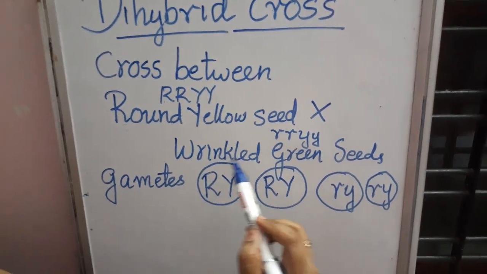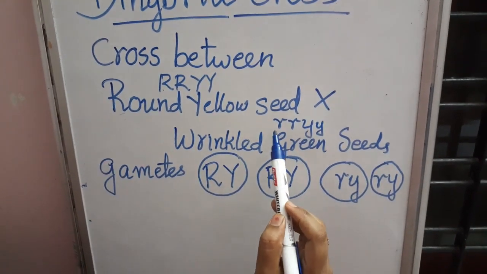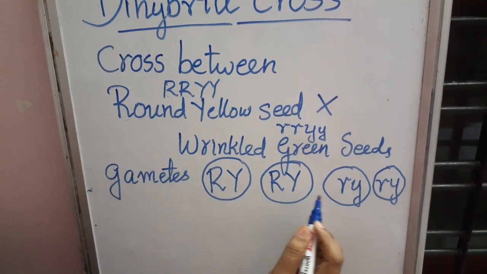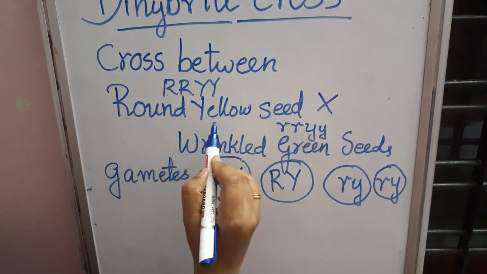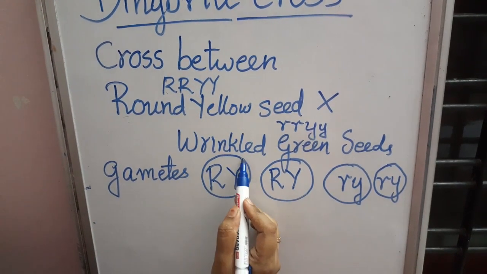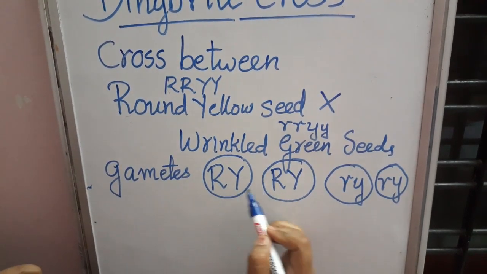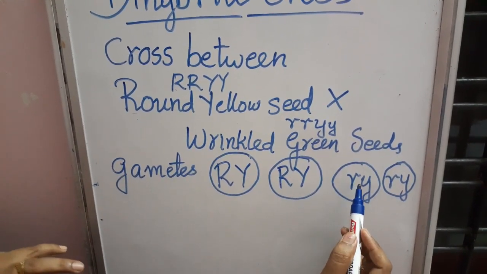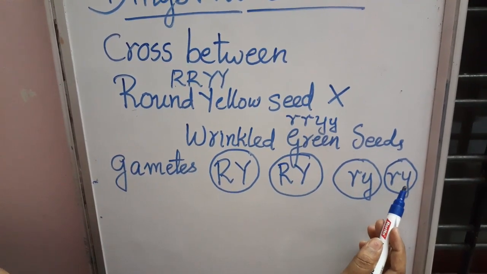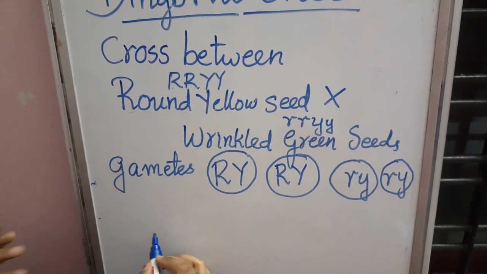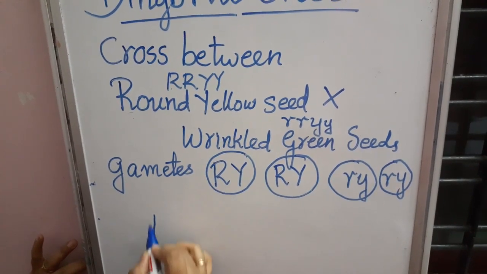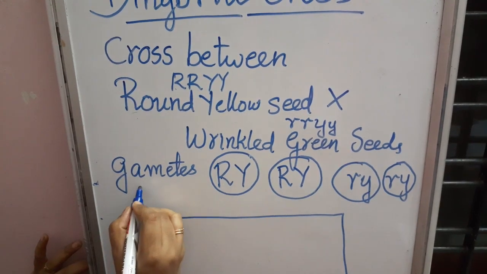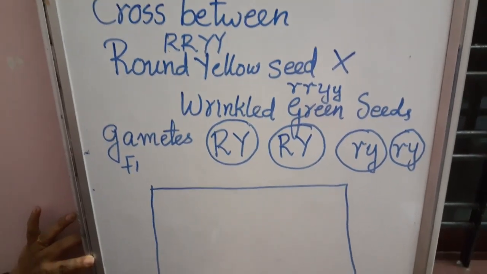So round yellow seed we are representing by capital R, capital R, capital Y, capital Y, and we are crossing it with wrinkled green seed, small r, small y. Then we are getting 4 gametes, 2 gametes from the round yellow seed, capital R, capital Y. So we have to circle it. This is one gamete and this is another gamete. This is one gamete, small r, small y, wrinkled green seed. So now we are drawing one checkerboard or Punnett square. This is which generation? This is F1 generation.